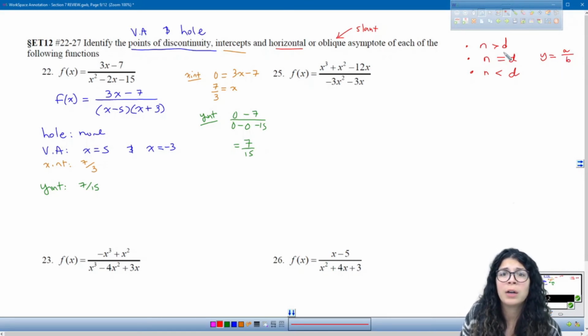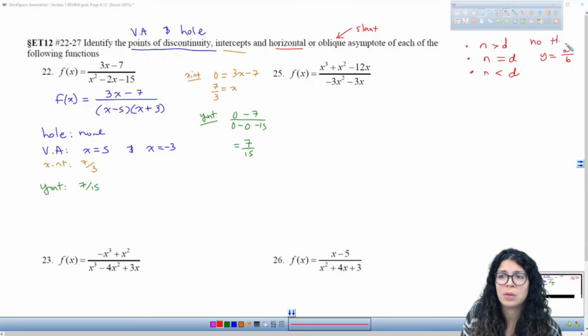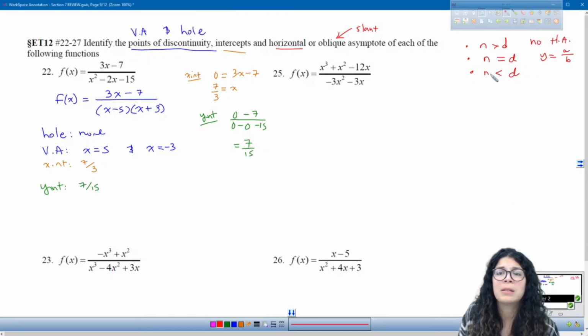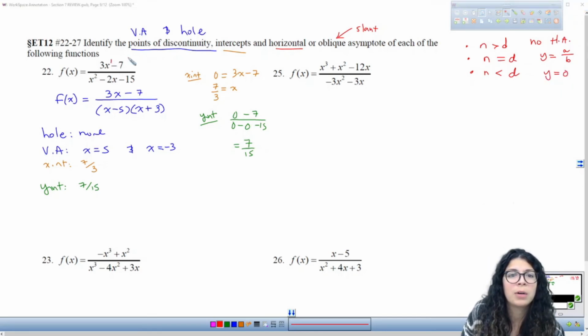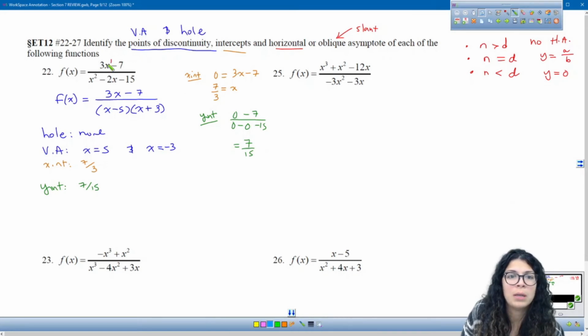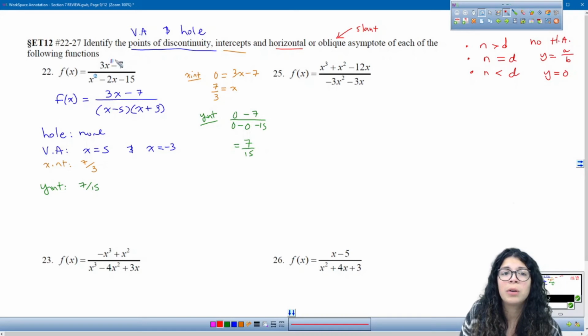If the numerator is bigger than the denominator, then there's no horizontal asymptote. And if the numerator is smaller, then the horizontal asymptote is just the line y equals 0. So if we compare the numerator degree, the degree is 1. If you look at the denominator degree, the degree is 2. So the numerator degree is smaller, which means that the horizontal asymptote is the line y equals 0.